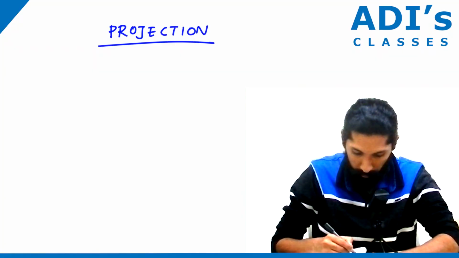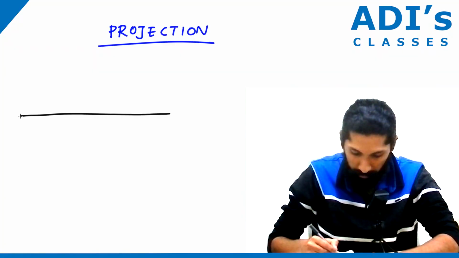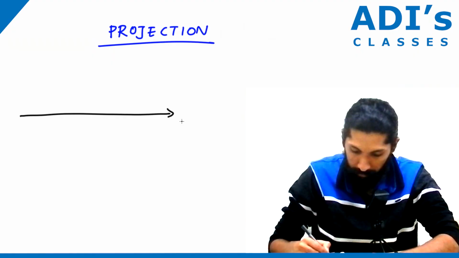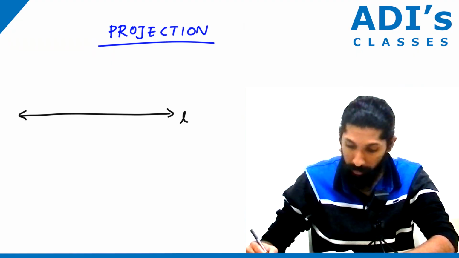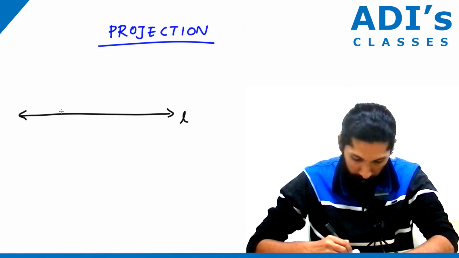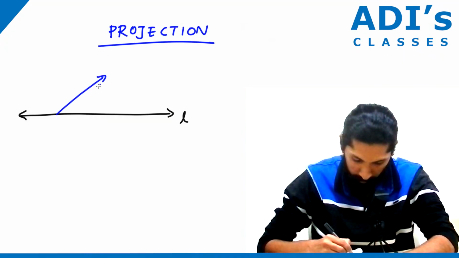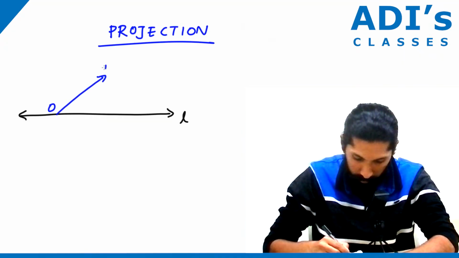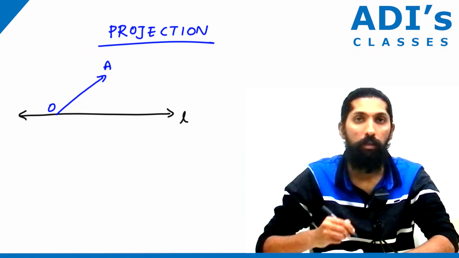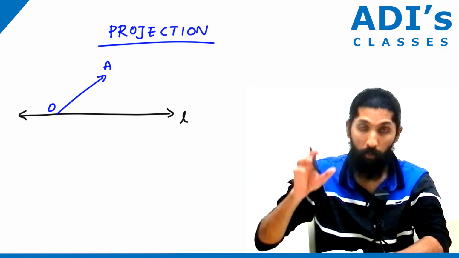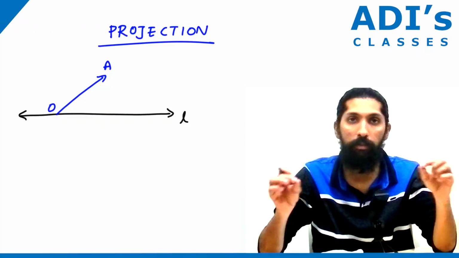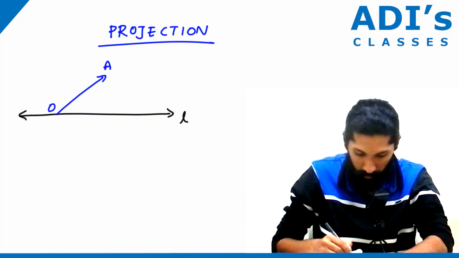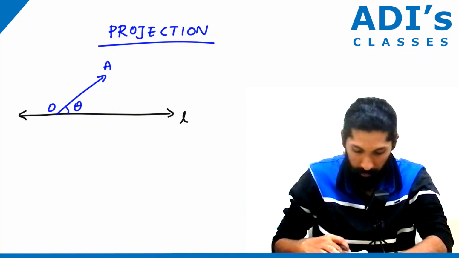Let's assume that we have a line, some line. Let's say this line is L. On top of this particular line, let's say we have some vector like this. Say this is O, this is A. Now, what we are looking at is one vector which is at some angle with respect to the line L. Line L is the horizontal line, correct? Let's say this is angle theta.